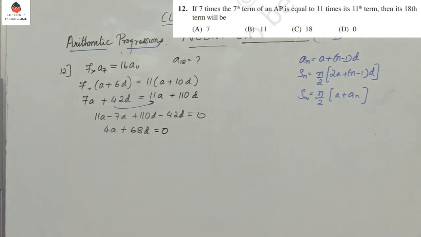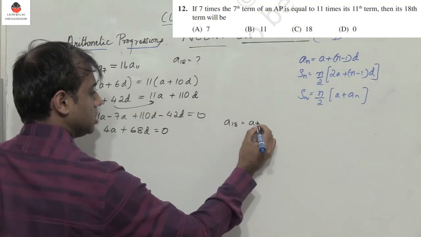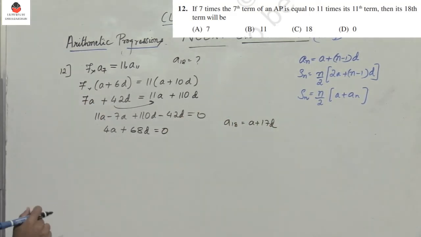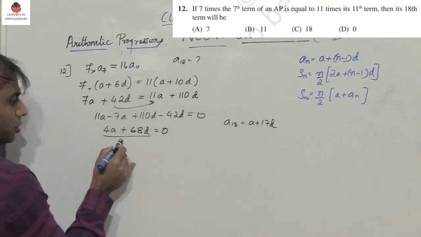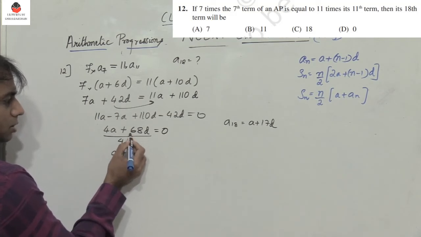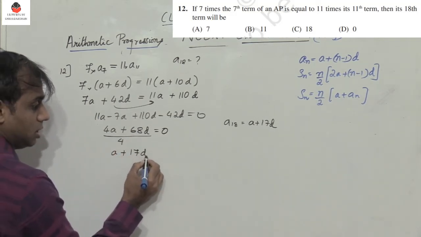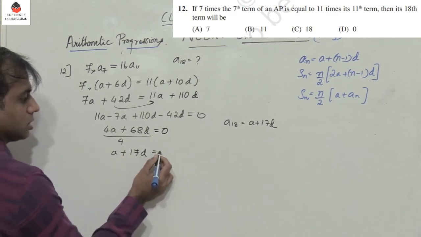Now what is A18? A18 is A plus 17D, right? So A18 is A plus 17D. Now let me divide this by 4. So I get A plus, if I divide 68 by 4, I get 17D. So A plus 17D equals 0.